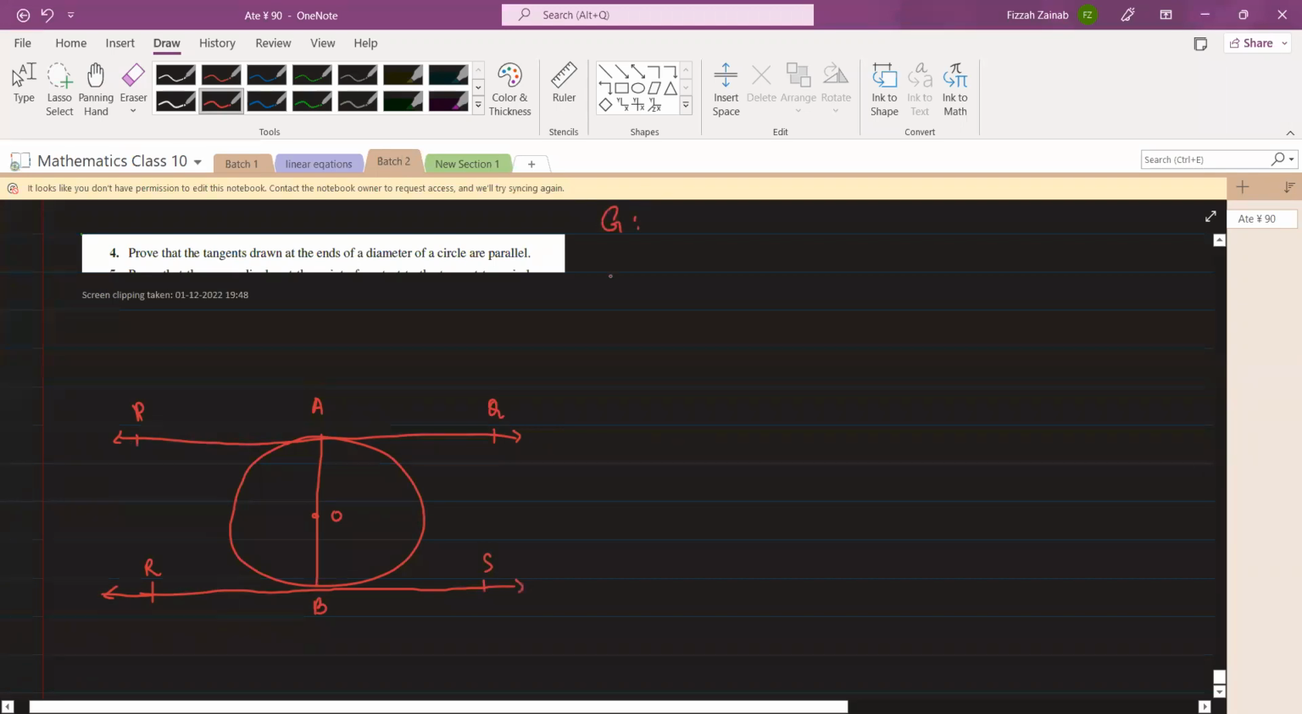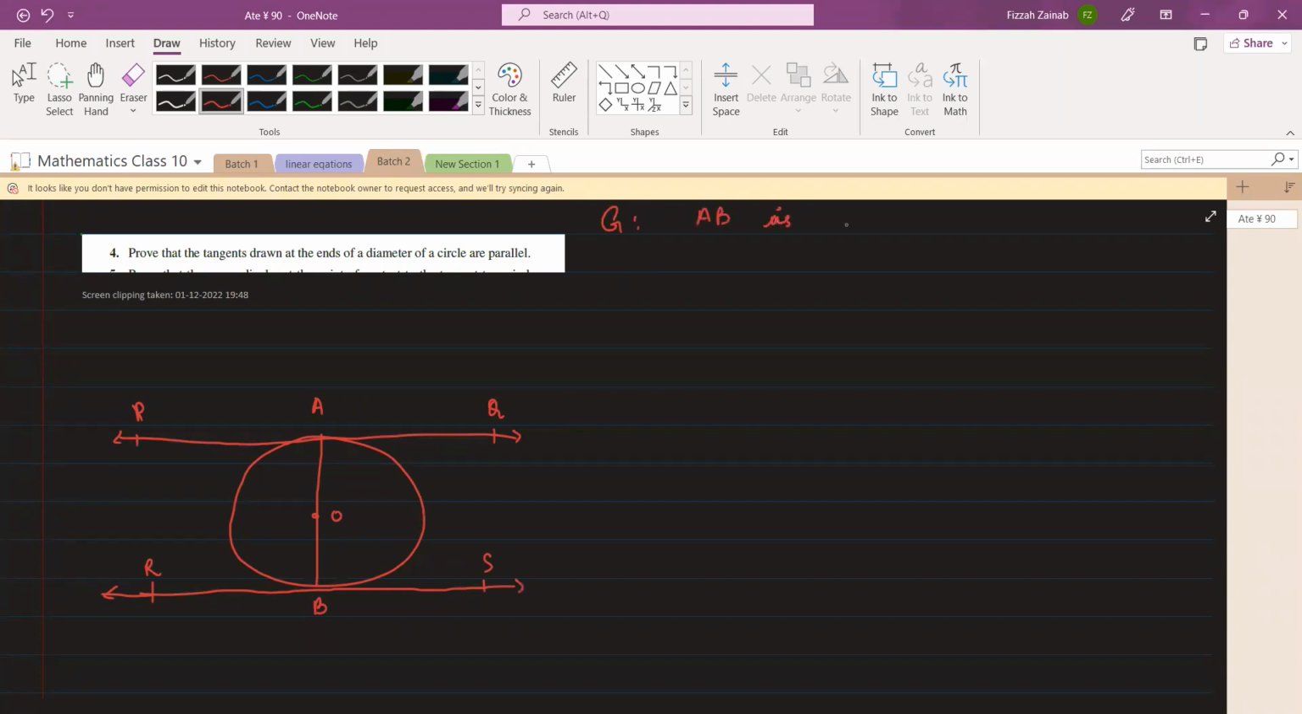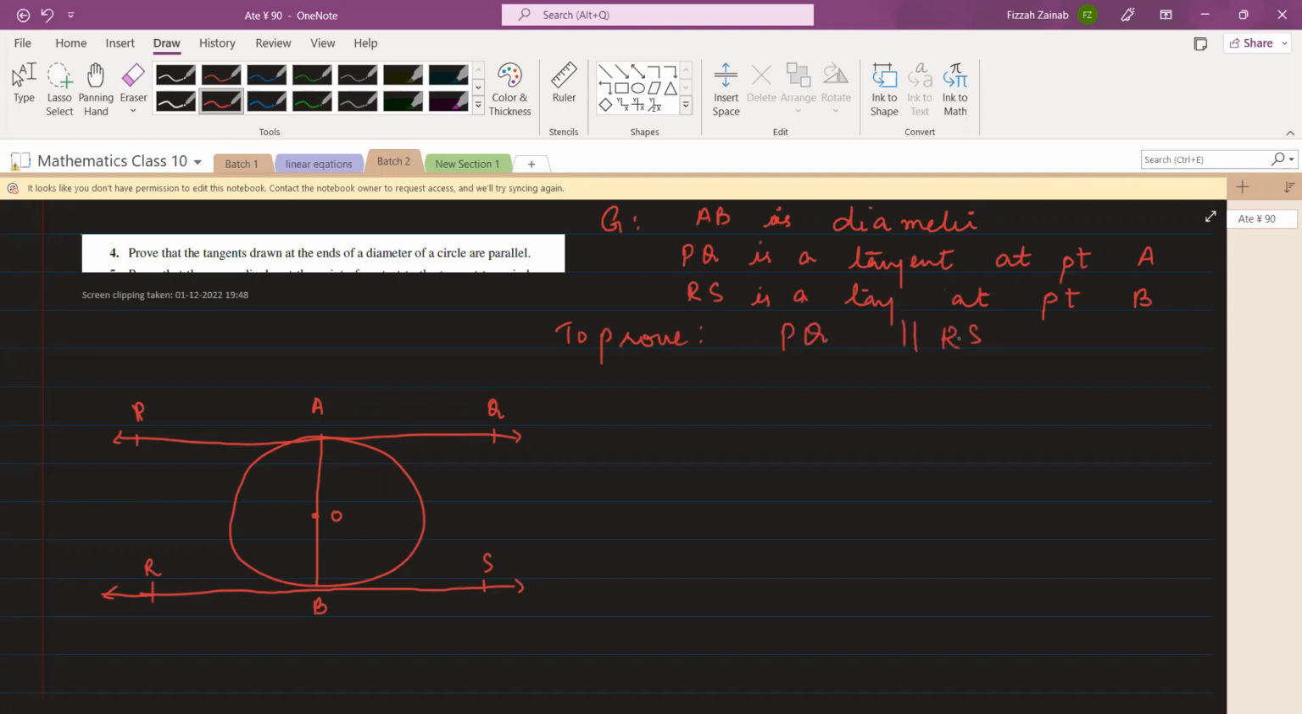What is given now? AB is diameter, right? And PQ is a tangent at point A, and RS is a tangent at point B. This is given to you. Now to prove, you have to prove that PQ is parallel to RS.